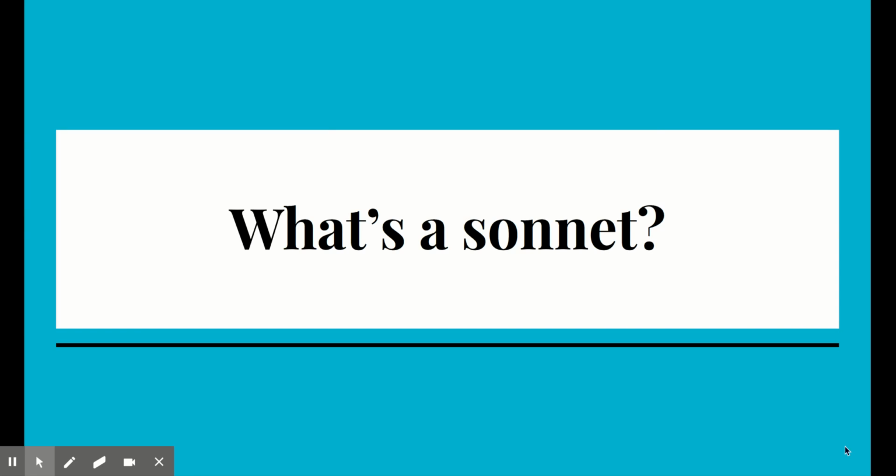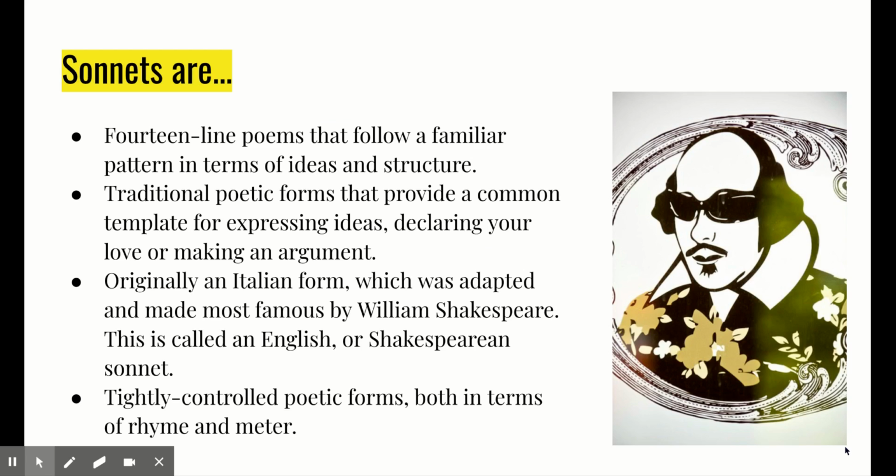So what's a sonnet? A sonnet is traditionally a 14-line English poem that follows a familiar pattern in terms of ideas and structure. It was originally an Italian poetic form, very often used for elaborate love poetry. Around the time of William Shakespeare, a little bit before, it got adapted into English and modified a little bit. Shakespeare wrote hundreds of sonnets, and they all follow the same predictable pattern.